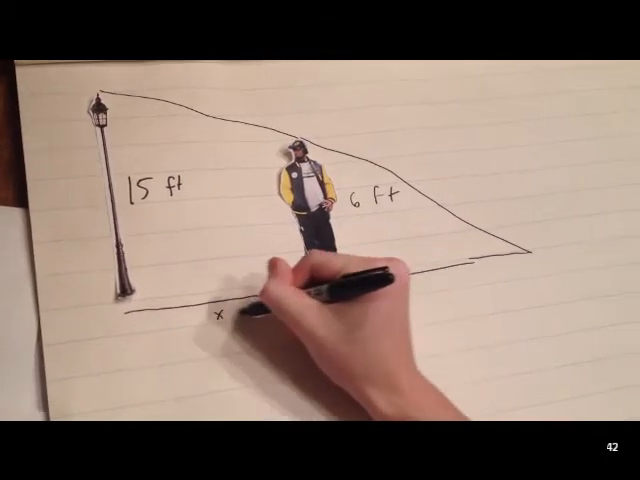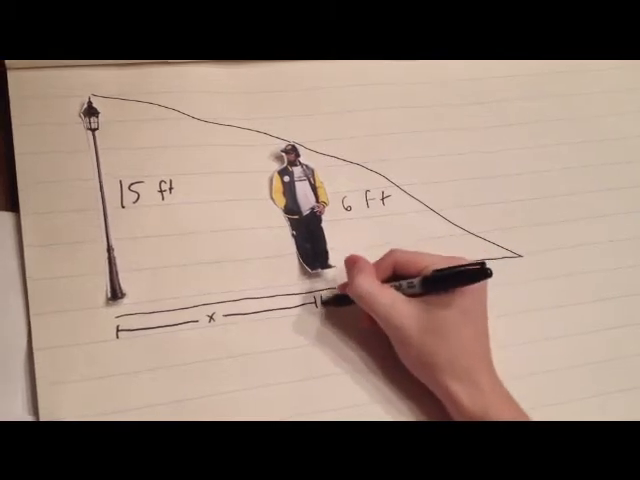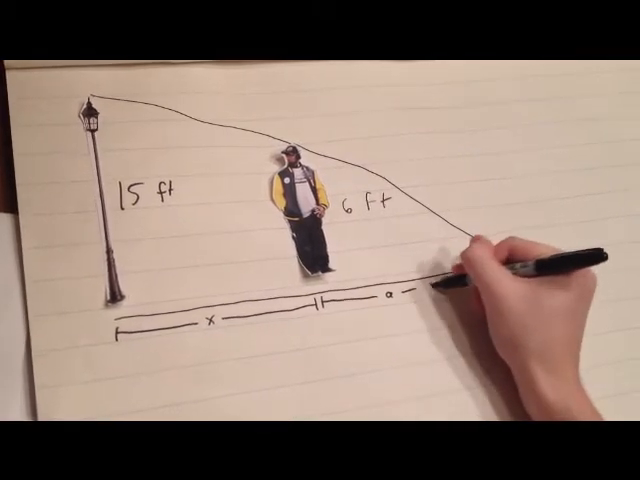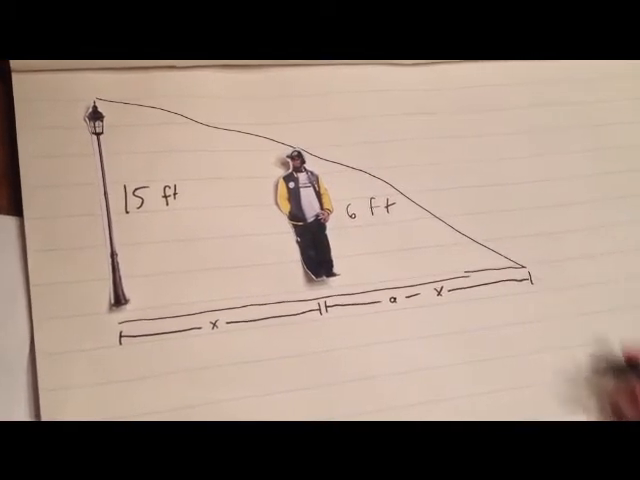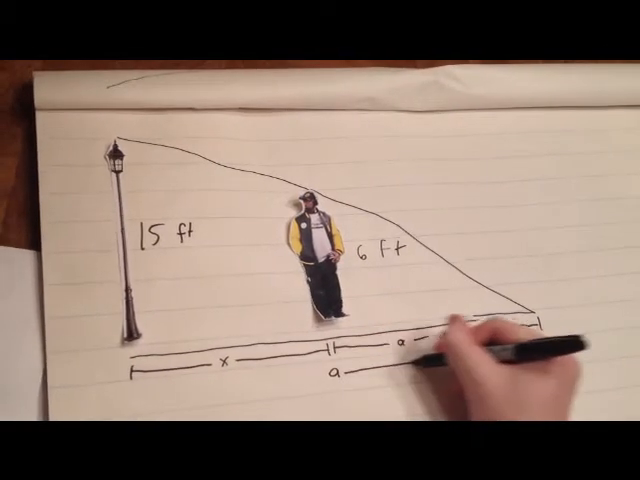Now we know from the lamppost to Mike Tomlin, we're going to call that X. And from Mike Tomlin to the end of his shadow, we're going to call that A minus X. And because we call that A minus X, we're going to call from the lamppost to the end of his shadow, A.